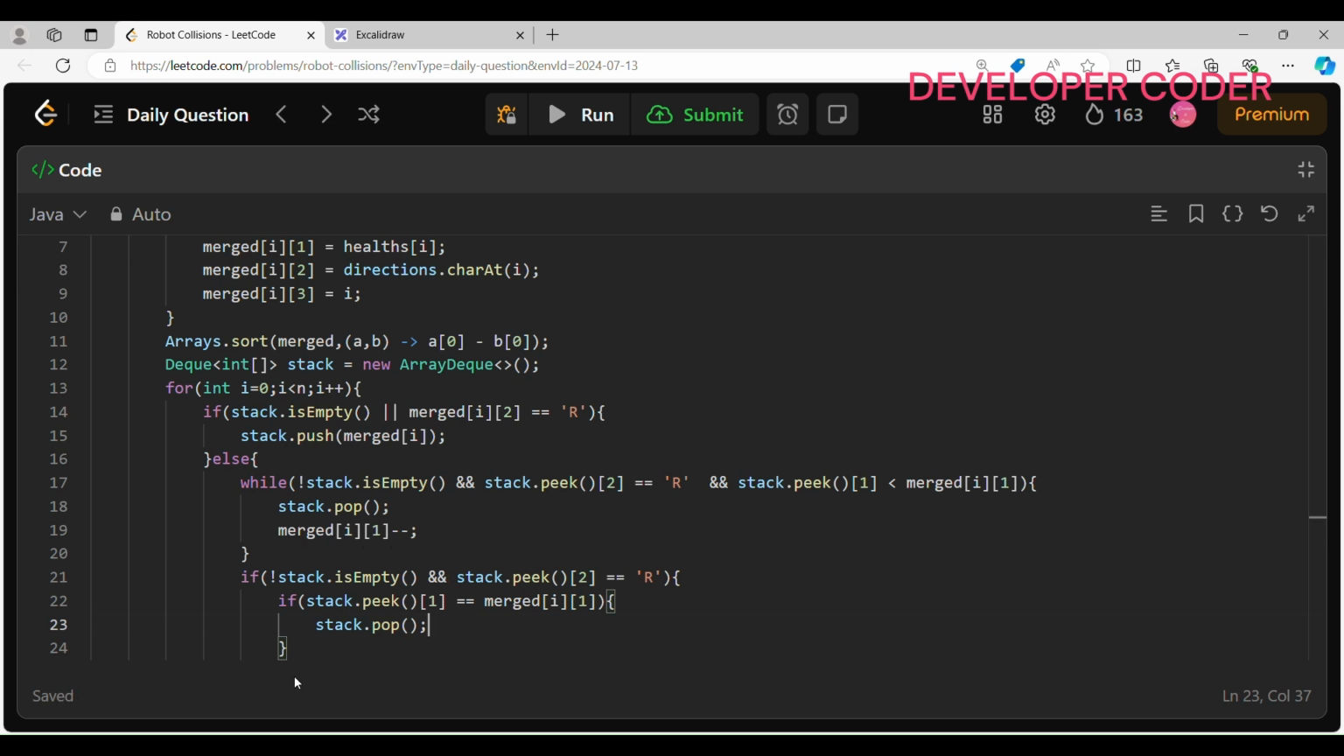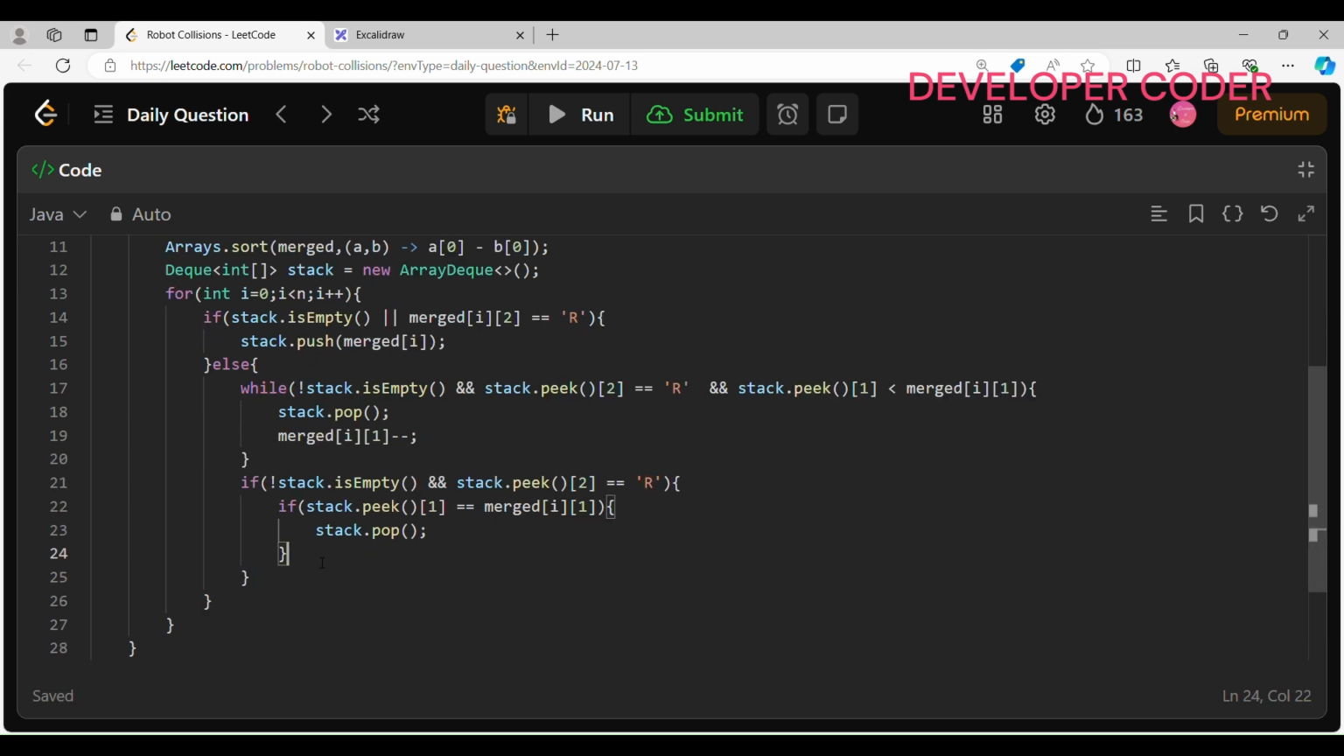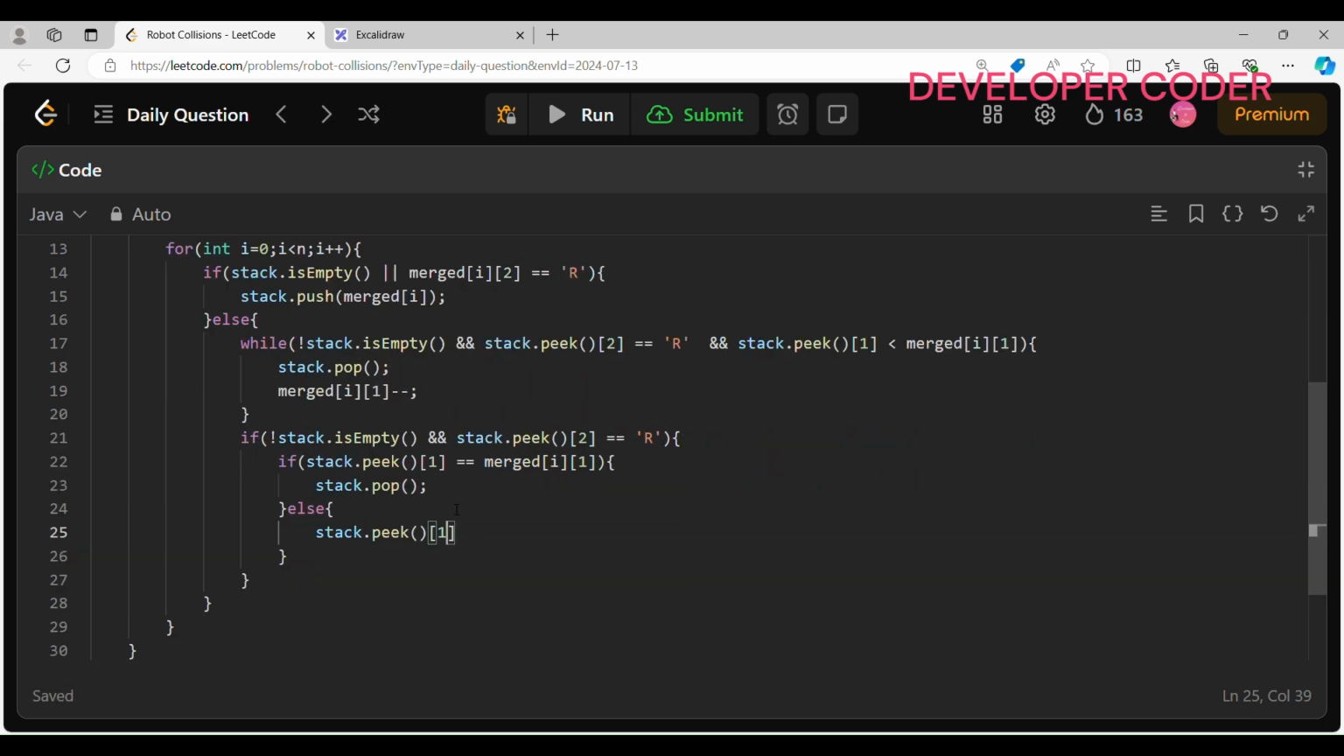Okay, and in the else part I have to just write stack.peek. The stack.peek element, and at this health, I have to decrease the health of 1. Okay, stack.peek of 1 minus. Okay, this is done. Here in the else part I have to just push the merged of i. Okay, that's it.